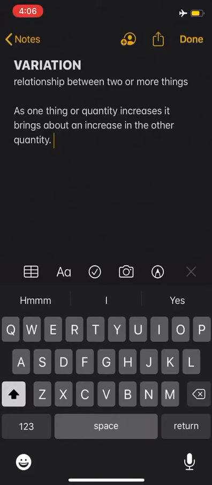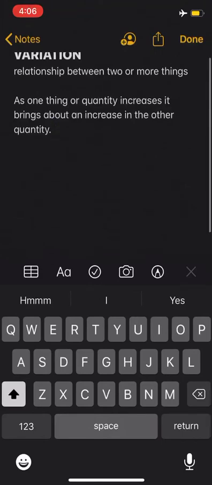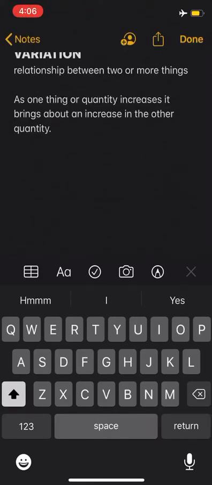For instance, the situation I cited before: if I have more money, I get more books. That's a direct variation. Okay, the more people in the house, the more food they will consume. That's a direct variation. Why? Because as I increase the number of people in the house, I definitely have to increase the amount of food you're going to eat. So the more, or the less, that is direct variation.